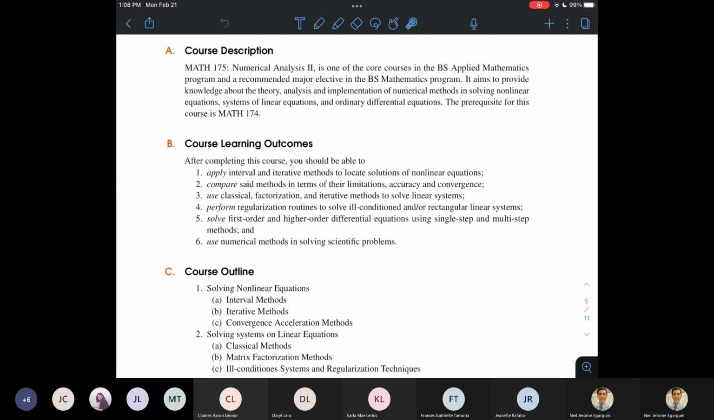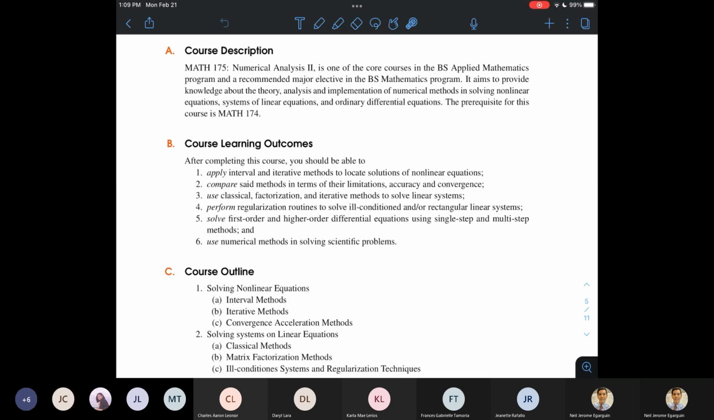But in Math 175, we will be more interested in solving equations. Paano ba mag-solve ng iba't ibang klase ng mga equations? So this is equation theory. So pwede nyo tingnan siya as numerical theory of equations. So ano yung mga klase ng equations na itatry nating isolve sa Math 175? So we will try to solve nonlinear equations. We will begin with that today at 1:30 p.m. And then the second chapter would be about system of linear equations.